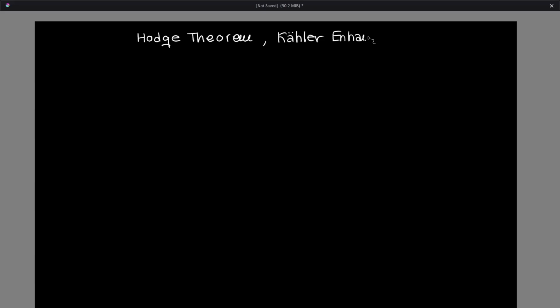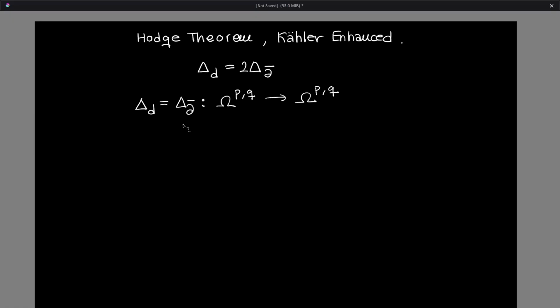So how is it going to be Kähler enhanced? Well, we're going to be using the Kähler identities here. So the first thing we're going to do is we're going to use the fact that delta d is equal to 2 times delta partial bar. Because of this, what's going to happen is that delta partial bar respects the pq grading of the forms that it's acting on, right? Because delta partial bar is a map between omega pq and omega pq, right? So it sends pq forms to pq forms. So if delta d now is equal to this, then it also must preserve pq forms.